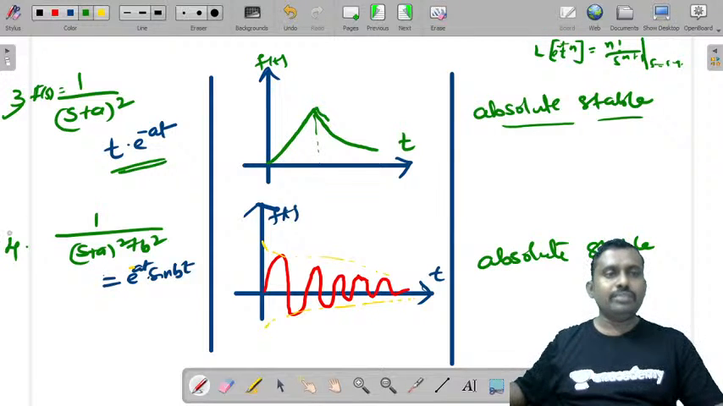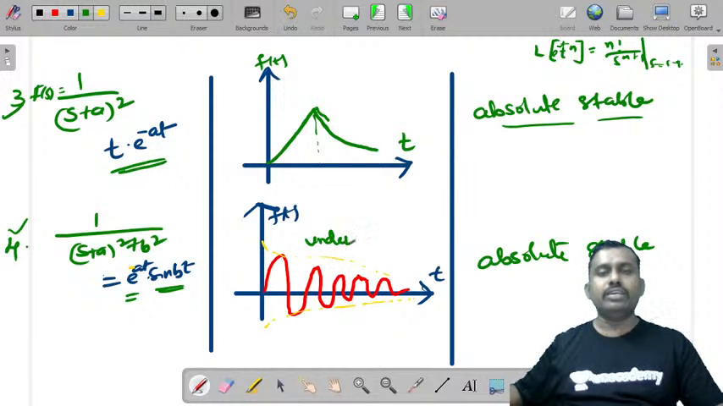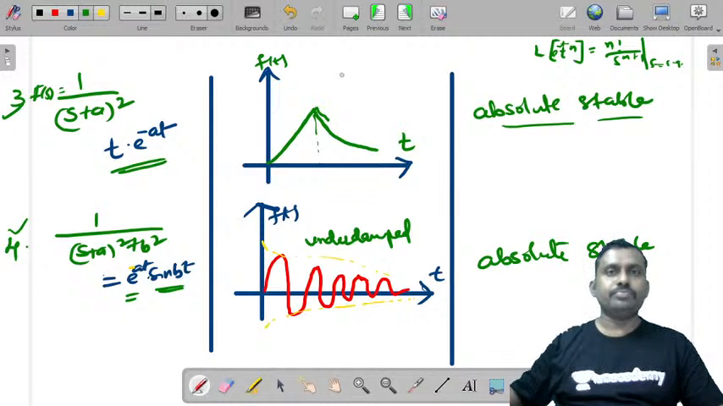Coming to the fourth one, 1 by s plus a whole square plus b square. Using the first shifting theorem, its Laplace inverse is e power minus at into sin bt, which is the multiplication of an exponential and a sinusoidal, and will give you a decreasing oscillation. This is also an underdamped response. It is also an absolutely stable system. There are other forms also available. I'll just give you those also.